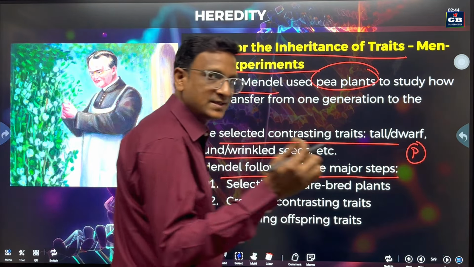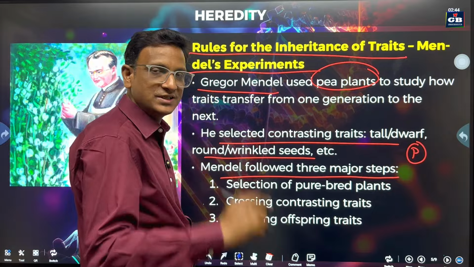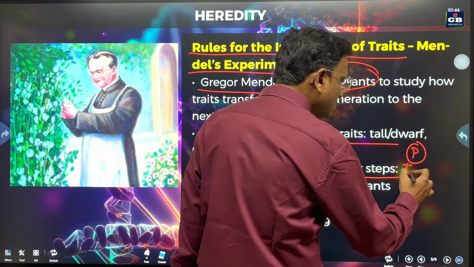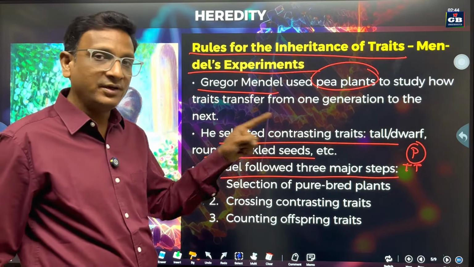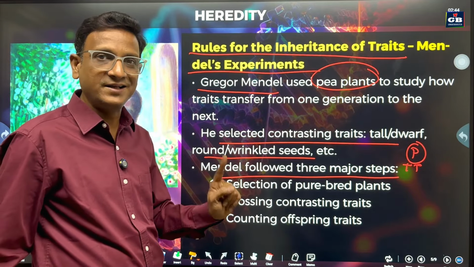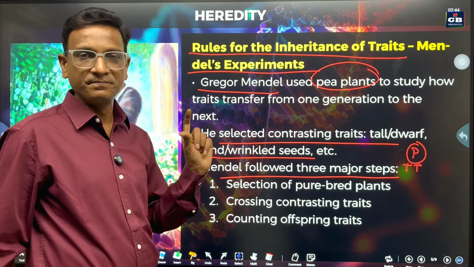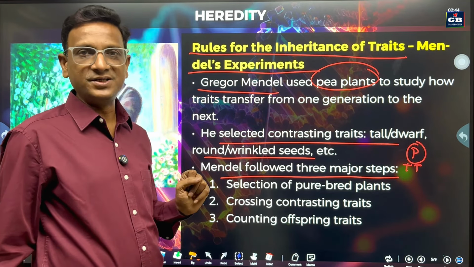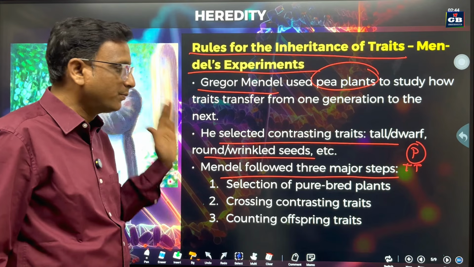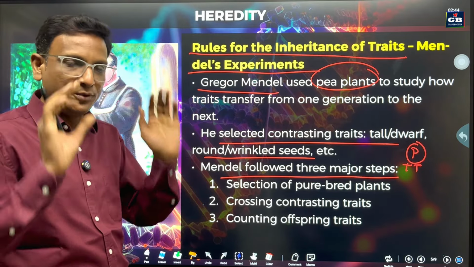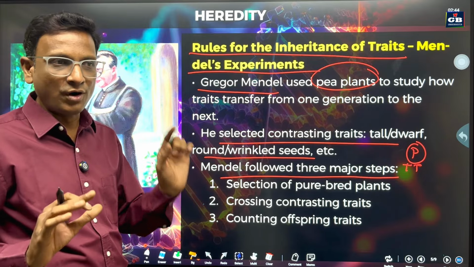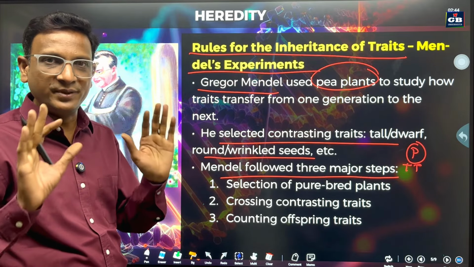So for the tallness, how many genes will be there? I told you two genes, one trait. Both the genes are tall, both are dominant genes. If the plant is having both dominant genes for a trait, that is called a pure breed. So Mendel selected such pure breed plants to start the experiment, and for the first step, he needed pure breeds. Not one with a dominant gene and a recessive gene. Pure breeds he has taken.